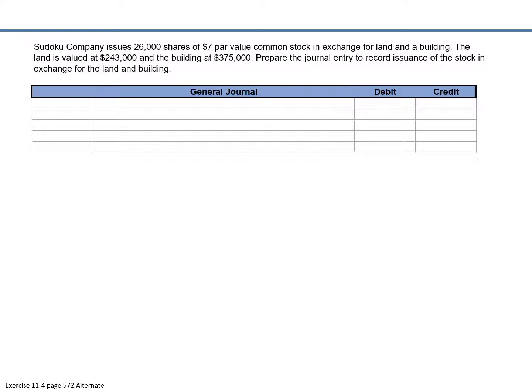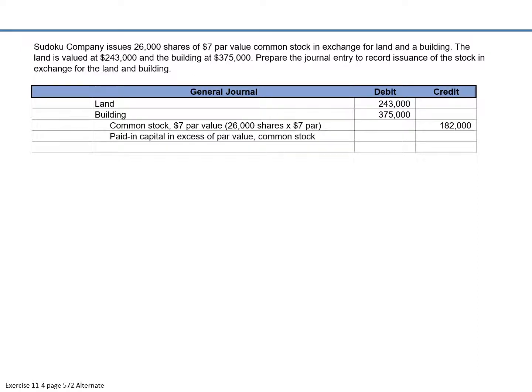Prepare the entry. Well, we know we're getting land and building, right? So those assets were increased with debits. So you increase land with a debit of $243, increase building with a debit of $375. We're going to increase our common stock for the par value. So our 26,000 shares times $7 par, or 182,000. And then our debits always have to equal our credits, right? So then we have a credit to paid in capital in excess of par for common stock equal to $436,000.